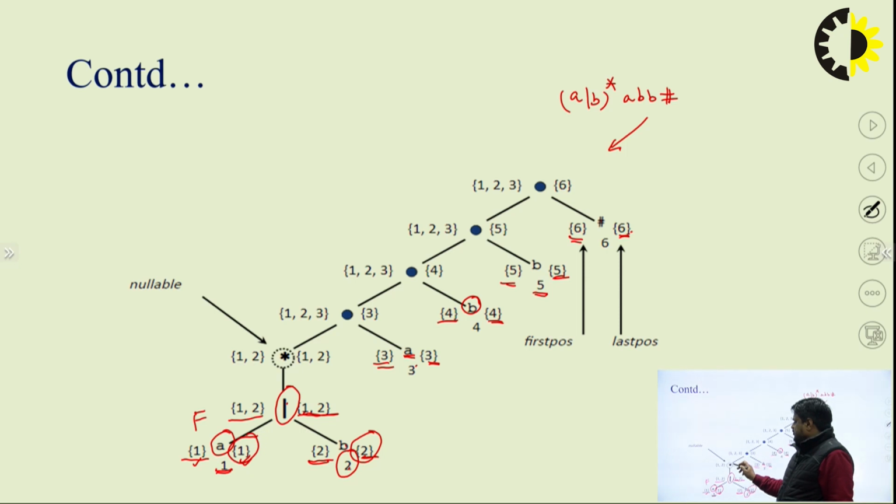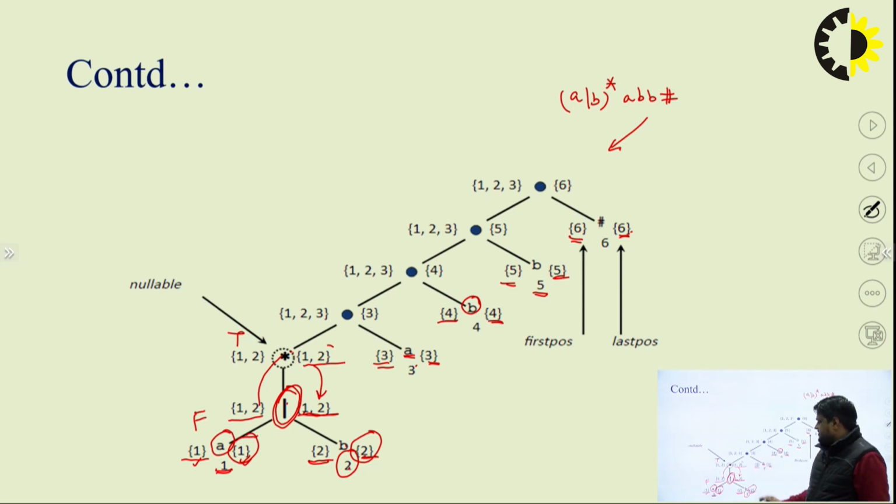Now once again you will move towards the particular points. Firstly, you will check whether this is nullable or not. It will generate the null string, so it is true. It is nullable. And what is the first position? The first position of the single child, this child C1, will be the first position of the star. And what is the last position? The last position of the child will be the last position of this star, right or not right?